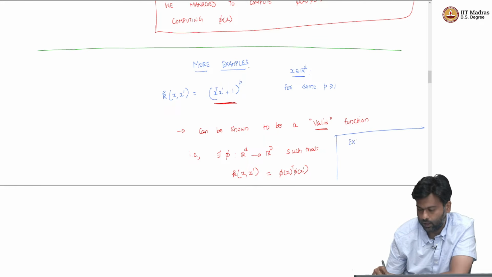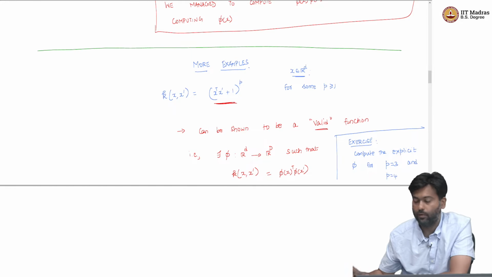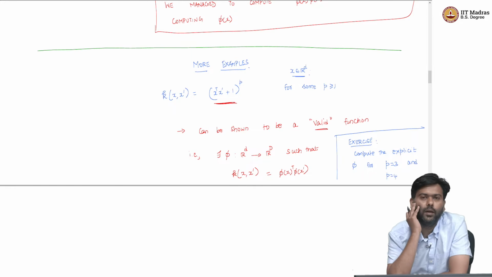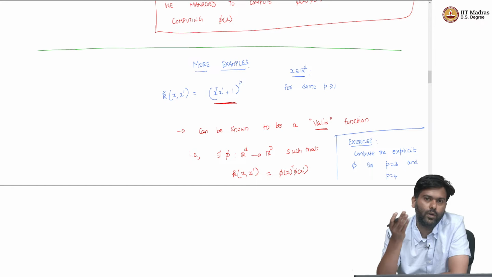So, this function here is in fact a valid function, and it's a worthy exercise to argue this, right. So, I will give this as an exercise. Compute the explicit phi for p equals 3 and p equals 4. How do these phis look, and what happens to their dimension? To convince yourself that this is indeed a valid phi, you need to be able to compute this phi.